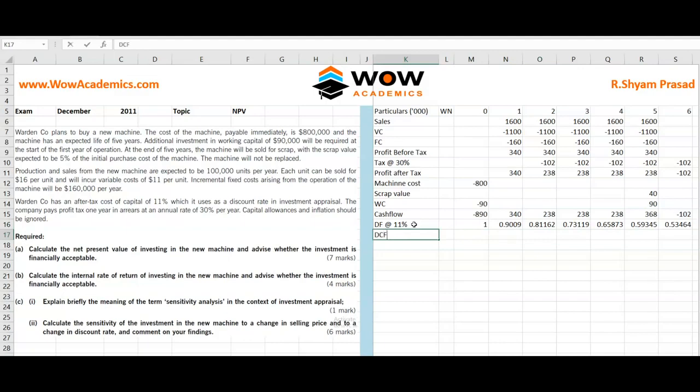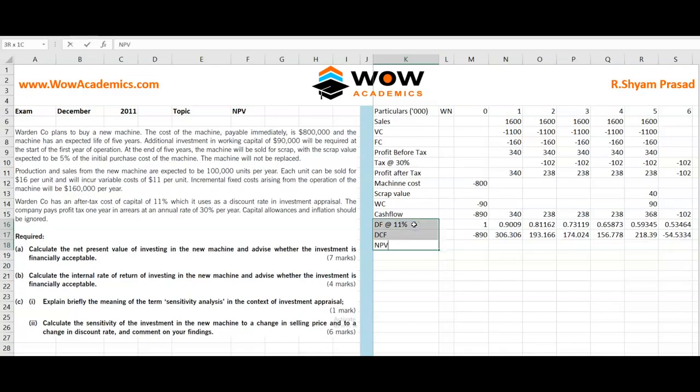Next is to find out the discounted cash flow. Discounted cash flow is a simple number. Multiply your cash flow by the discount factor. You got your DCF. In some books it's called DCF, in some books they call it PV, present value. So we take it as DCF.